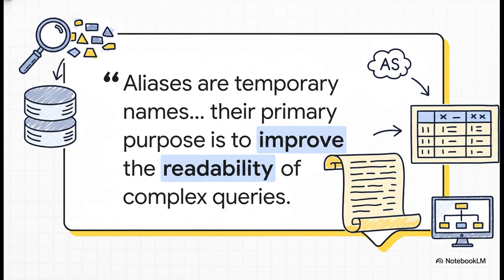And last but not least, let's talk about aliases. By using the keyword AS, you can give a column a temporary, friendlier name in your final results. So instead of your report having a column called last_name, all lowercase with an underscore, it can just say Last Name. Nice and clean.